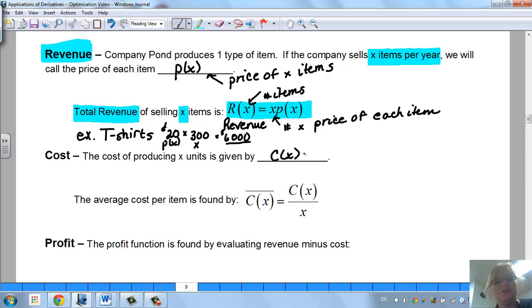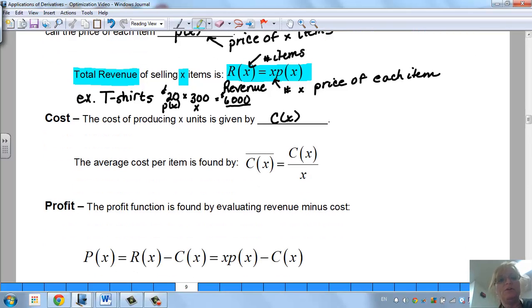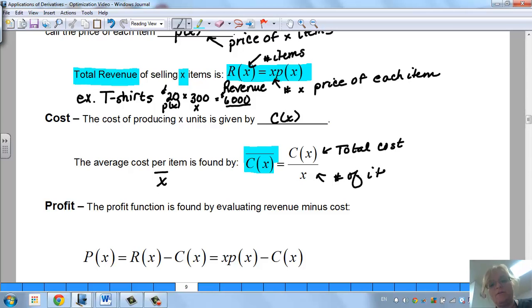So that's pretty easy. Cost with C. The average cost per item, and I want you to see this notation. Here's the C of x. See that bar across? That means average. You should be used to that because we've done the mean, and the mean was x bar. So this is the average cost. You take the total cost right here, and you divide it by the number of items that you have. So if I want to find the average cost per item, I'm going to take the total cost and divide it by the number of items.